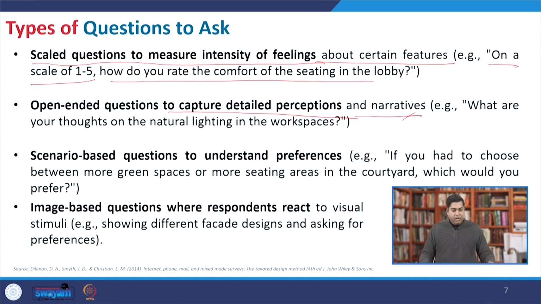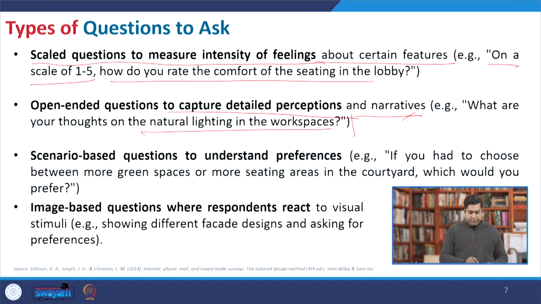Say, for example, what are your thoughts on the natural lighting in this workspace? You just ask the users about the natural lighting of this workspace. You are not giving any options. If you convert this to a close-ended question, you can say it is very effective, less effective or something, you can give a scale, but here you are not giving any scale. So, you get certain text as an answer, and then from some kind of text mining or qualitative analysis you can bring out useful information.